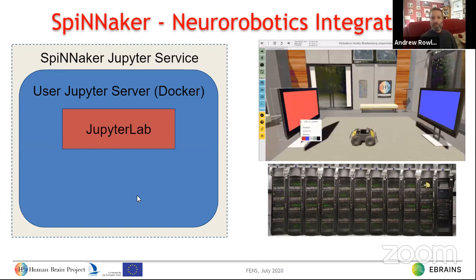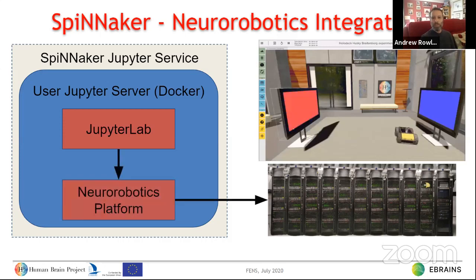The other part of the Jupyter system is it includes a Neurorobotics service integration. In the same place that you're running your Jupyter system, we've also added the Neurorobotics platform, and this allows the Neurorobotics platform to then interact directly with the big machine, so you can start running large Neurorobotics jobs on the large machine.